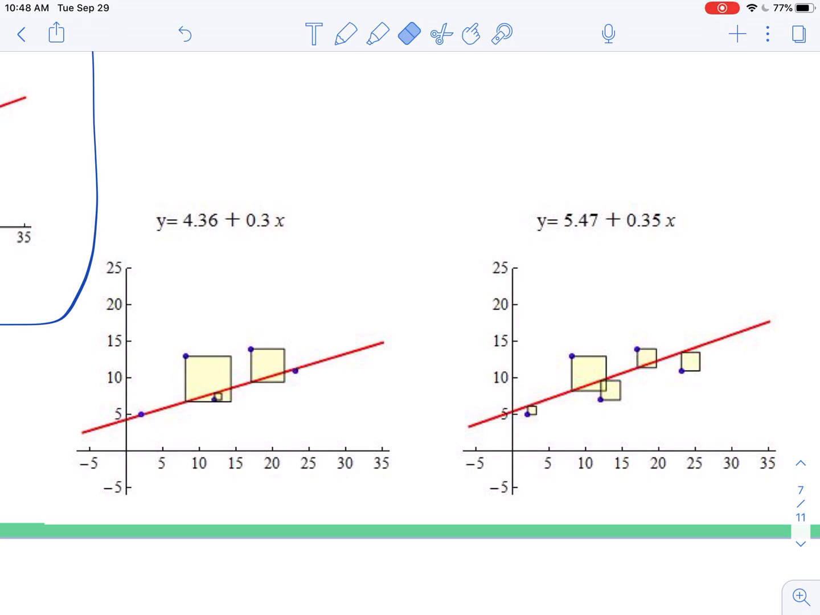So it actually ends up being that this is the better model. This would be the line we would use for our least squared regression, because when we add up the areas of all those boxes, it's going to be smaller than when we add up the area of the boxes on the left-hand side. I realize that's kind of difficult to see, but that's how we go about it.